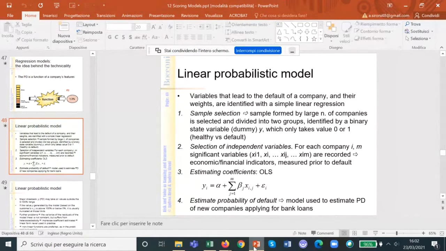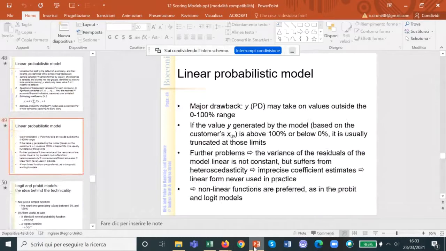The closer it is to 0, the closer that company is to the good companies, and therefore the lower its probability of default. The closer it is to 1, the y variable for company i, the closer this company is to the defaulted companies, and the higher is its probability of default, okay? This is the simple underlying idea of a linear probabilistic model.